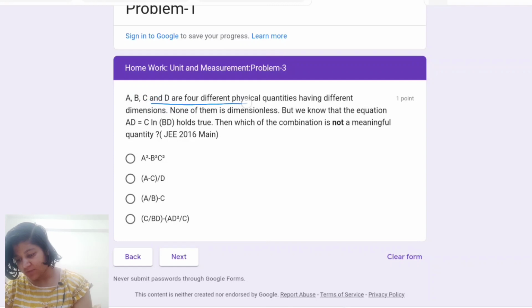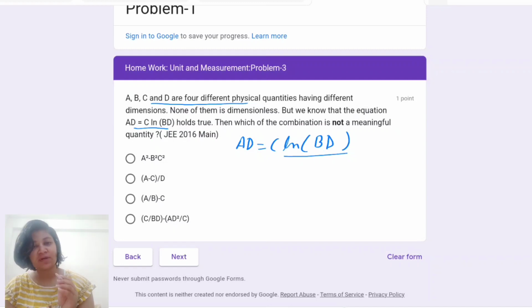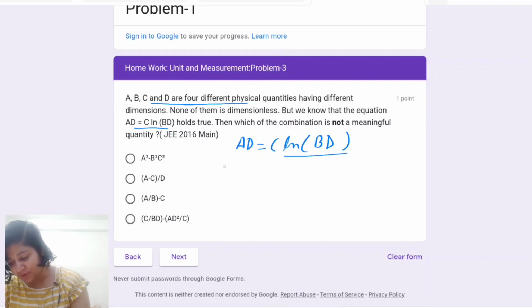A, B, C, D are 4 different physical quantities. They have different dimensions but none of them are dimensionless. We know the equation AD equal to C ln BD holds true. Then which of the combinations is not a meaningful quantity? So AD is equal to C ln BD. This is true. Again, this ln function has no dimension. Therefore, BD will be dimensionless, or BD will be equal to 1. That means the dimension of AD must equal the dimension of C.